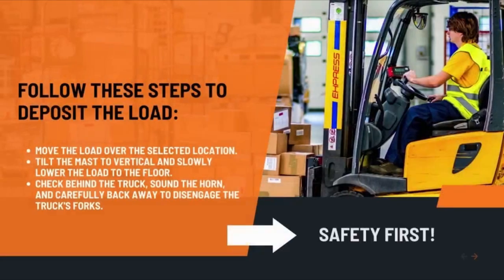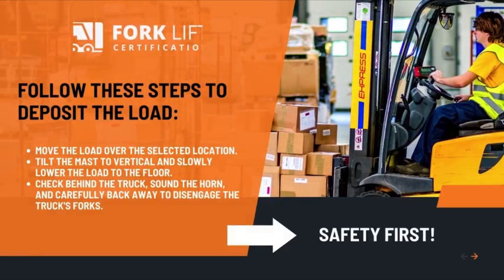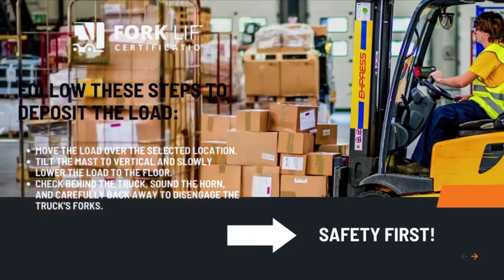Follow these steps to deposit the load. Move the load over the selected location. Tilt the mast to vertical and slowly lower the load to the floor. Check behind the truck, sound the horn, and carefully back away to disengage the truck's forks.